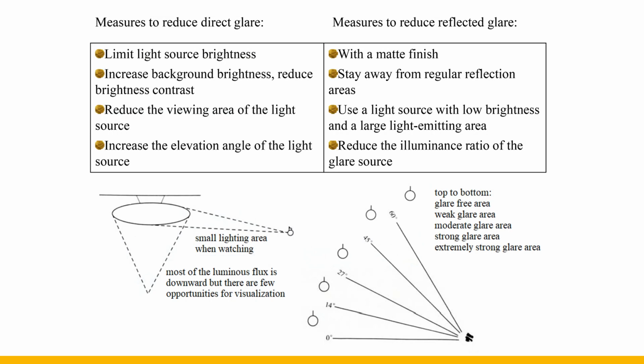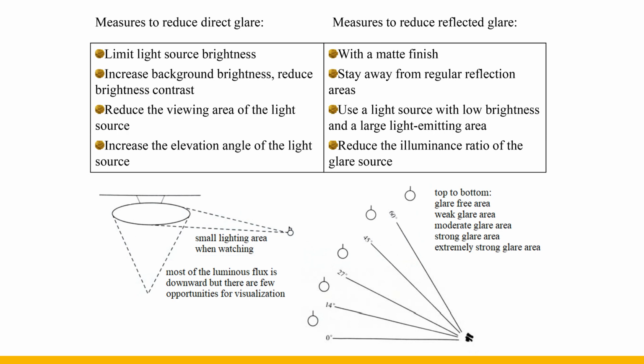Methods to reduce direct glare include: 1. Limit the brightness of the light source. Use translucent or opaque materials to block the light source and reduce the brightness of the light source. 2. Increase the background brightness of the glare source and reduce the brightness contrast. 3. Reduce the viewing area of the glare source.